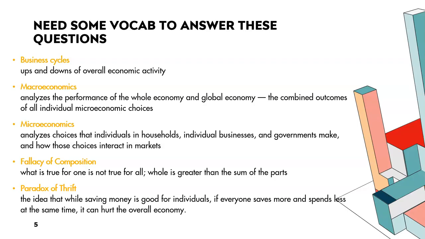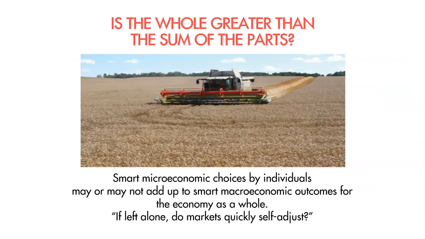Okay, so these ideas go to these questions. So here's the first question. Is the whole greater than the sum of the parts? And that's not an easy question to answer. Now, smart microeconomic choices by individuals may or may not add up to smart macroeconomic outcomes for the economy as a whole. If left alone, do markets quickly self-adjust? And hopefully you're starting to think about Keynes and Hayek and some of the people we've learned about prior because it lends itself to that.